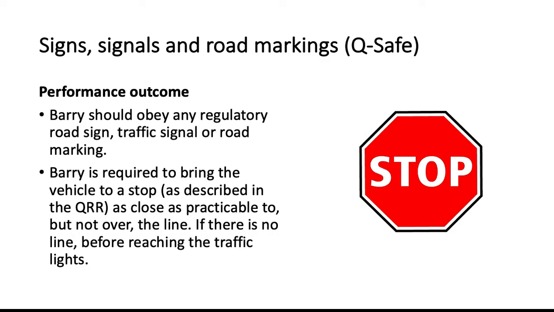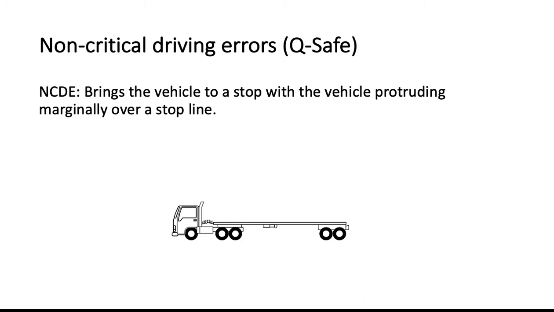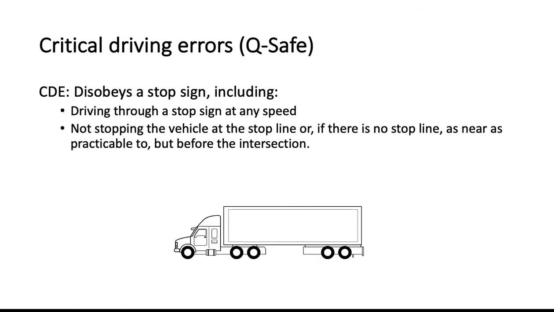So again, how would you practice this? You would practice this by taking Barry to intersections with stop signs. So you need to know your circuits of where you're training to be able to take the student to the areas that will bring the skills to the fore. Non-critical driving error: Barry brings the vehicle to a stop with the vehicle protruding marginally over the stop line.